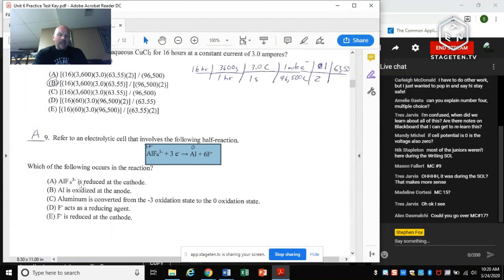So that leaves us A, and that's what it's saying. It's saying this is reduced at the cathode. Now, technically it's aluminum, just aluminum being reduced at the cathode, but your source of aluminum is this complex ion of AlF6 3-. Okay, so hopefully that answers the question.